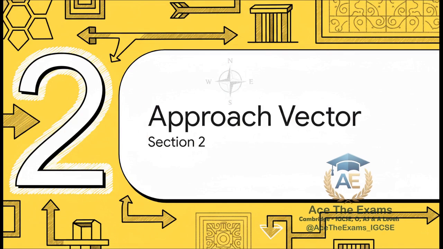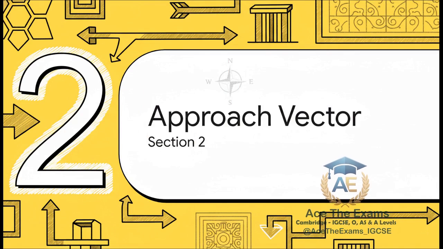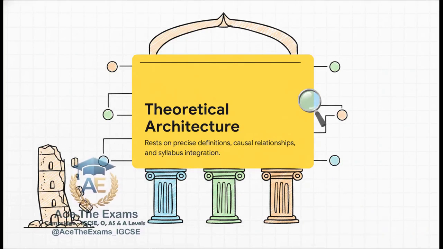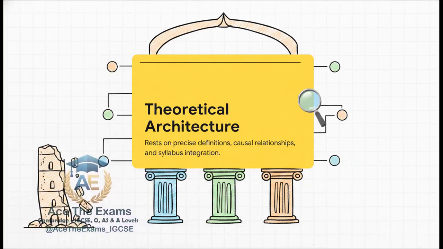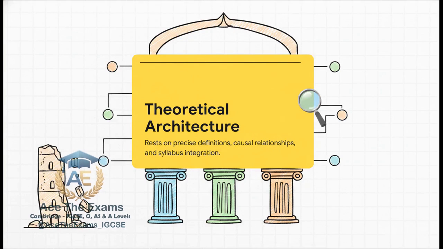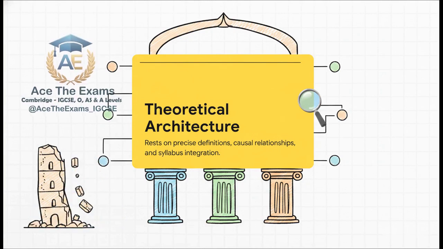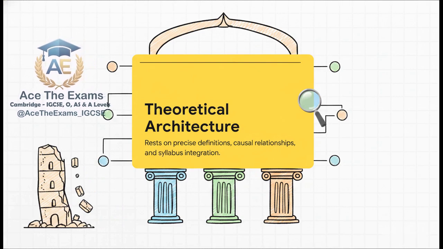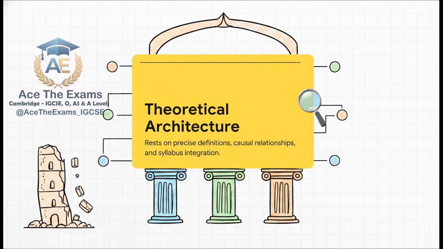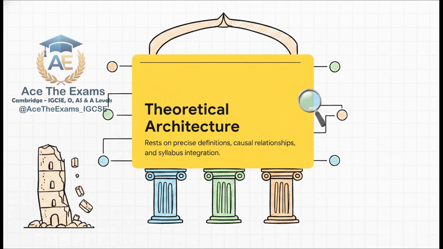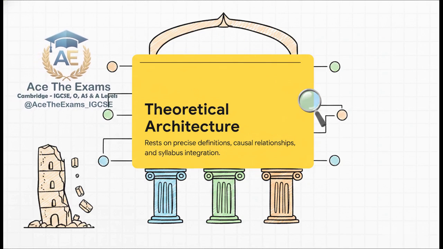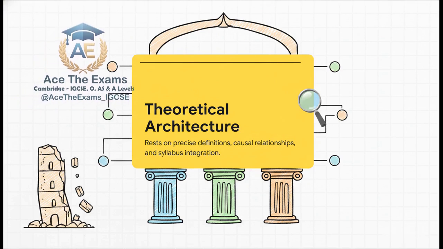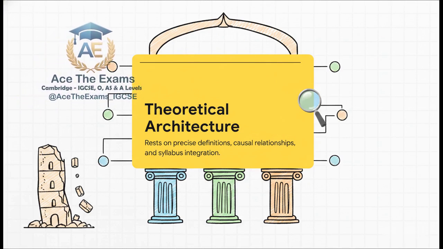Moving on to Section 2, routing the approach vector. So let's establish the foundational architecture of the exam itself, because your essay's structural safety definitely doesn't just happen by accident. The entire theoretical architecture of Paper 4 rests on three core pillars. You need precise definitions, you need clearly mapped causal relationships, and you need tight integration with other syllabus areas. Seriously, if you try to start writing your 500 to 600 words without precisely defining your terms right out of the gate, your whole argument is going to collapse under the pressure of the exam conditions.